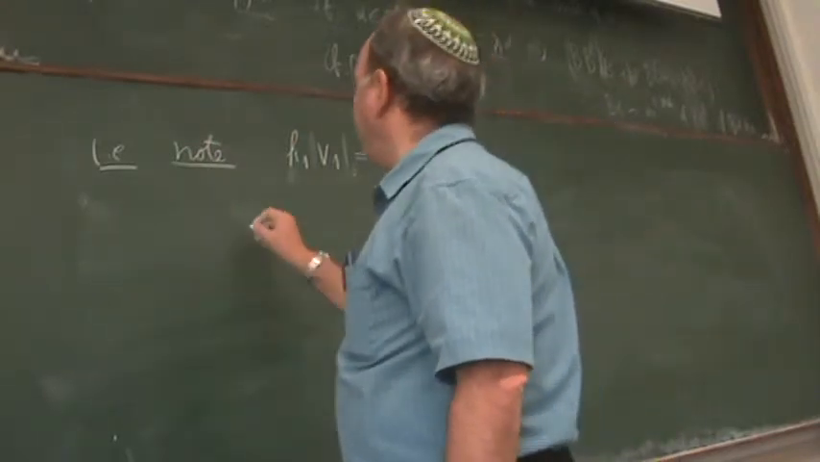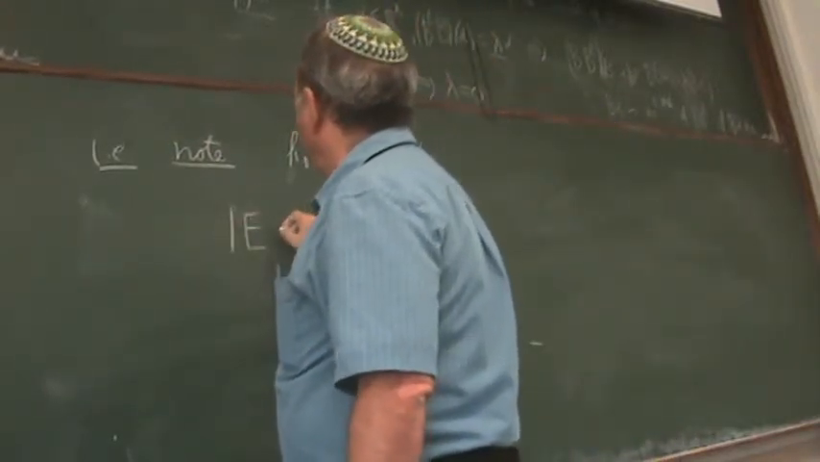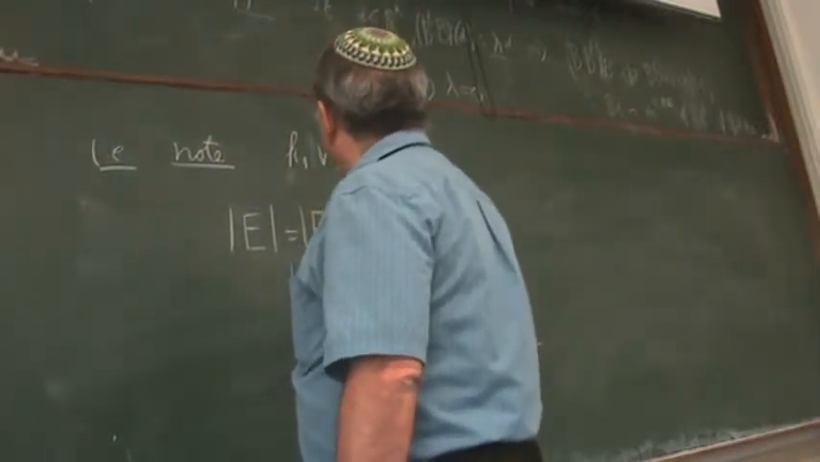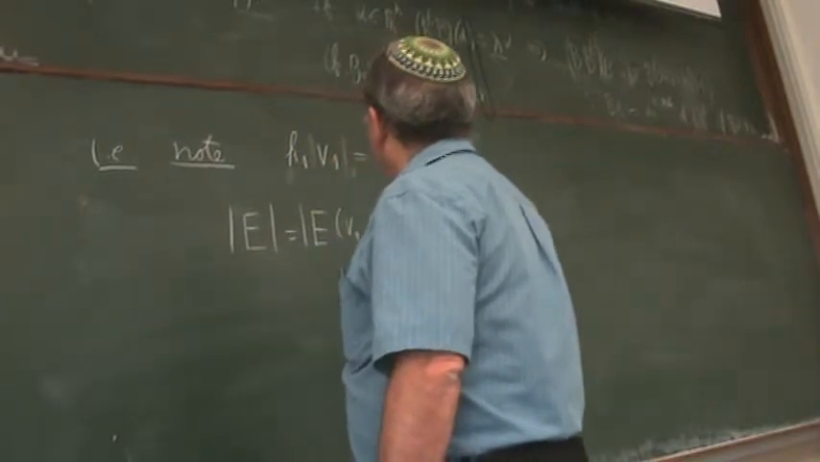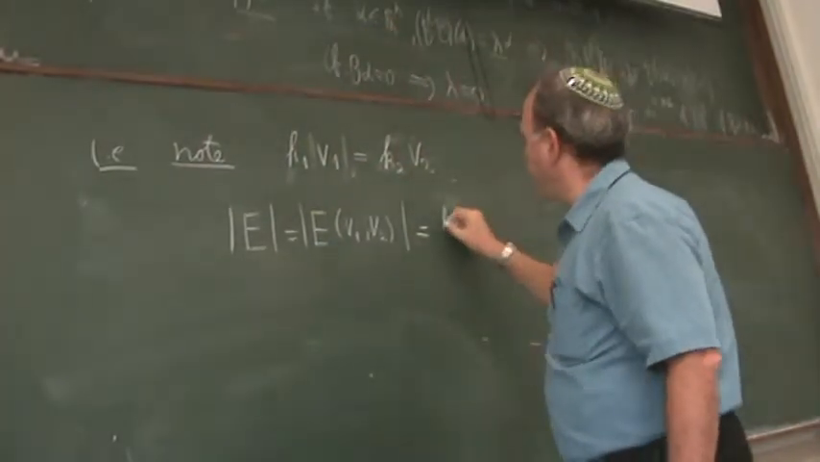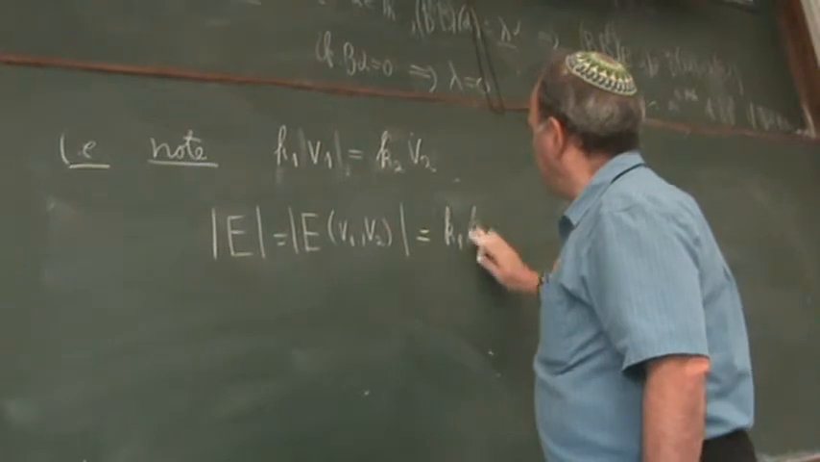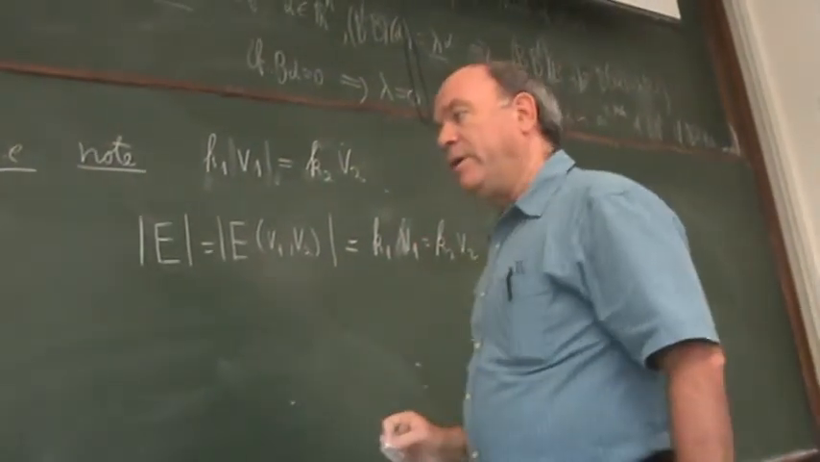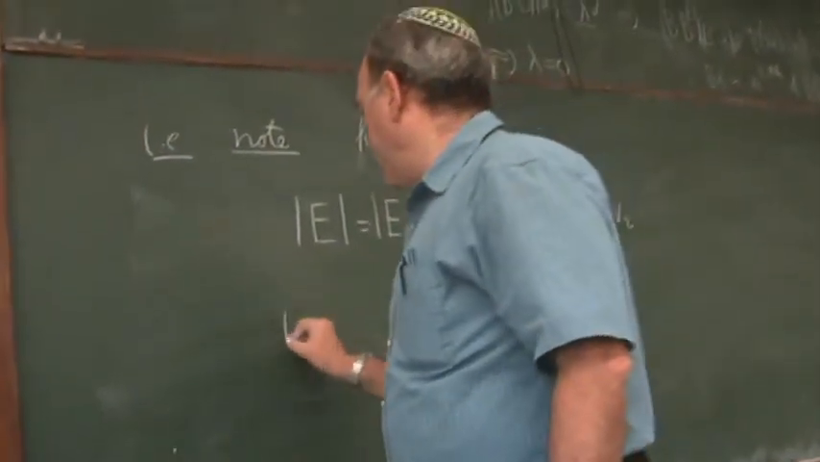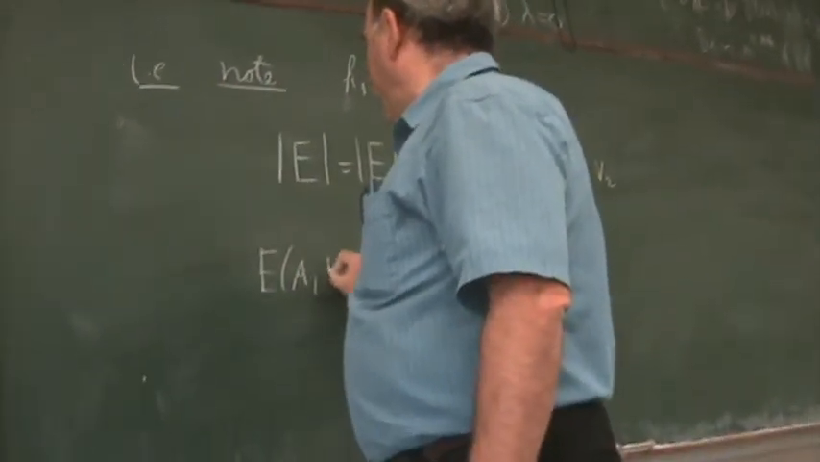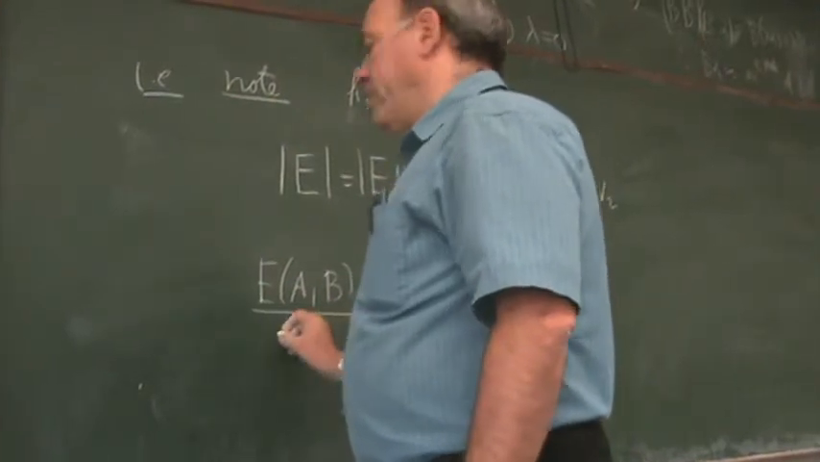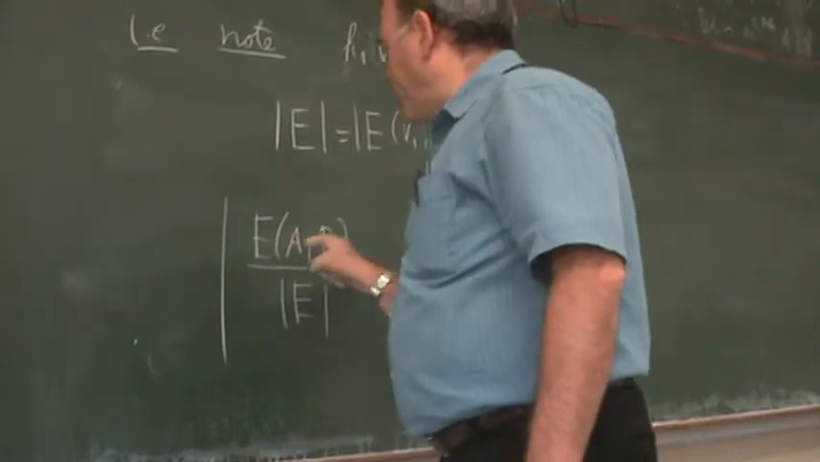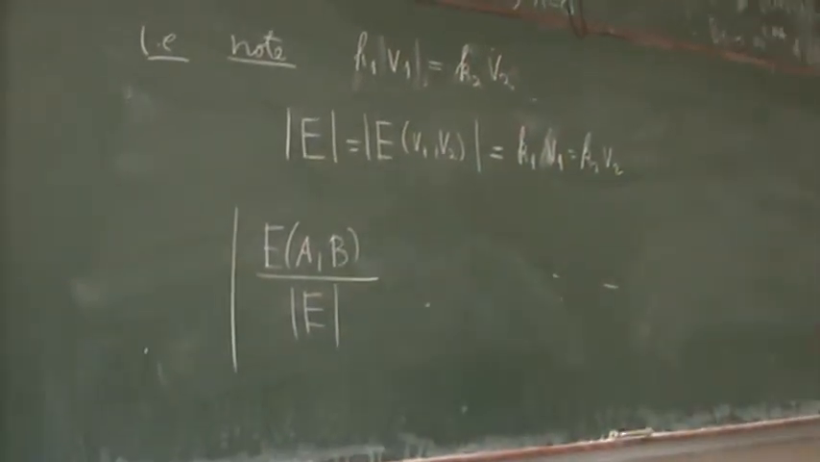So the total number of edges is E, and the total number between V1 and V2 is equal to each one of them: K1 V1, which is also K2 V2. Then if I divide and say E_AB divided by E, it is like asking: what's the proportion of edges between A and B?